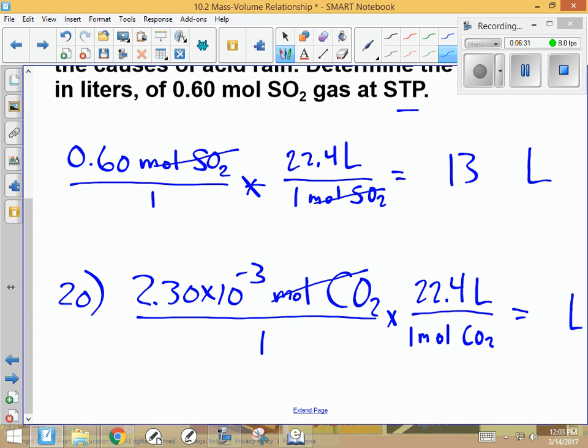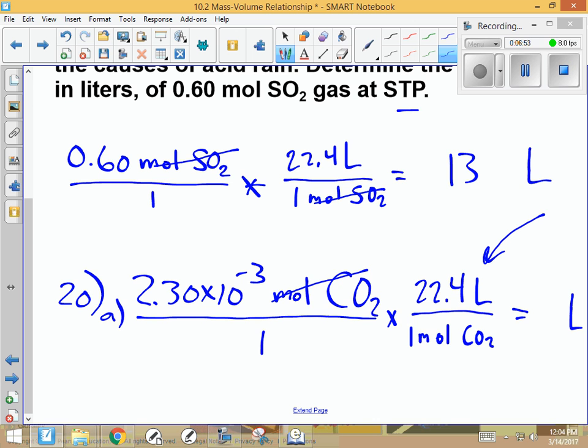You will know two numbers when you're finished with Avogadro's hypothesis. The first number will be 6.02 times 10 to the 23rd particles per mole. And the second one is right here, 22.4 liters per mole. That was number A. Number B and C for 20 are exactly the same.